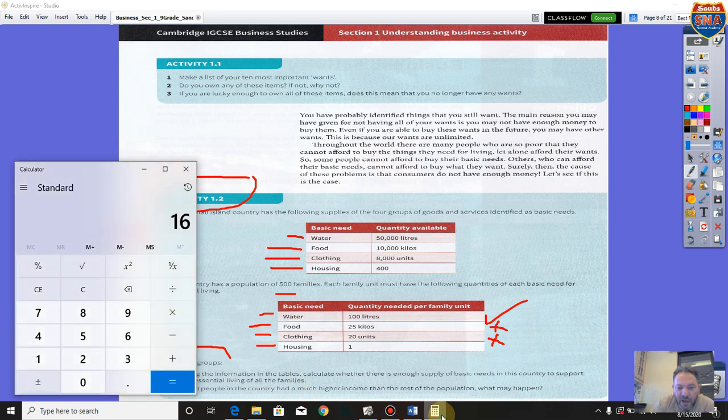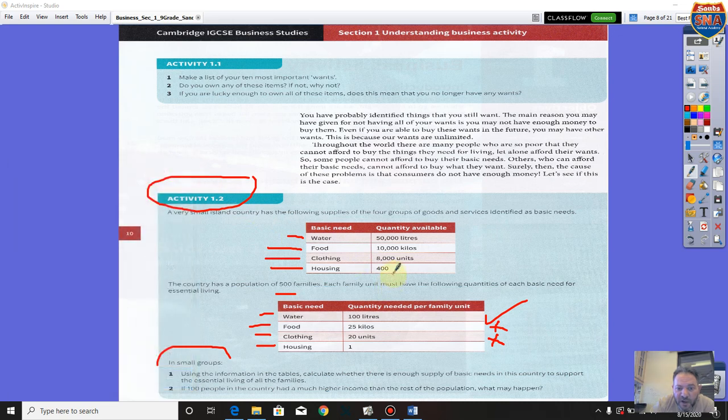And finally, for housing, we have just 400. We do not need to calculate it. We just have 400 housing for 500 families. So it will be 100 families without a house. This makes something called an economic problem.